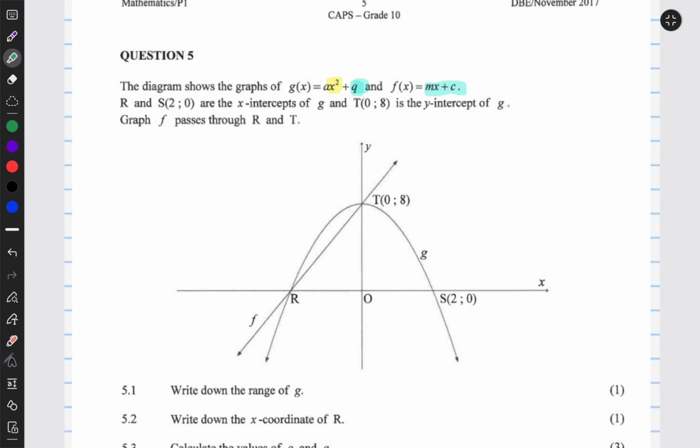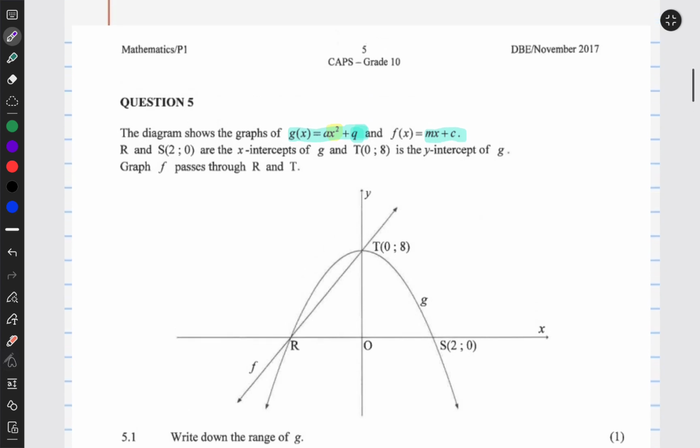Remember that R is the mirror image of S, because a parabola in this format of ax² + q is mirrored about the y-axis. So if we were asked to find the coordinates of R, it's going to be (-2; 0), because the parabola is mirrored about the y-axis. So the distance from O to R is the same as the distance from O to S.